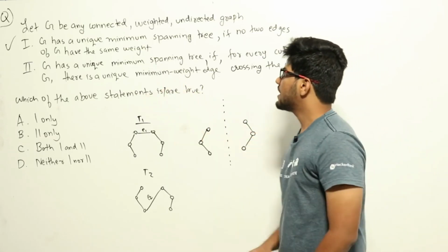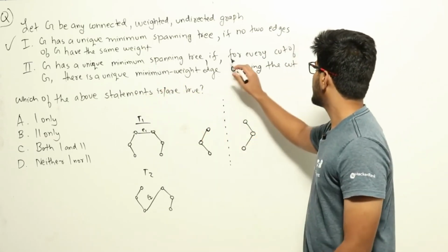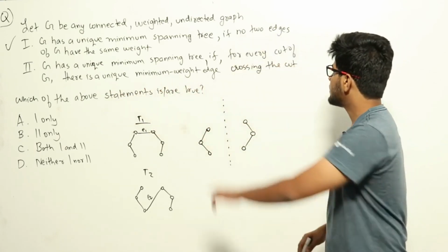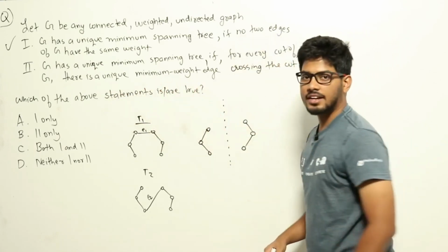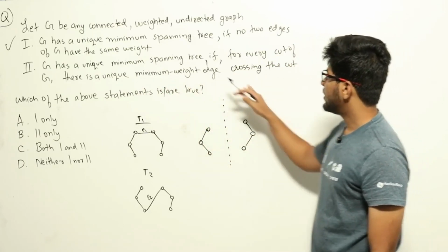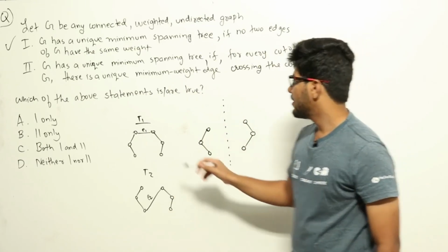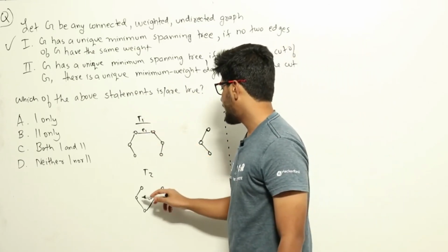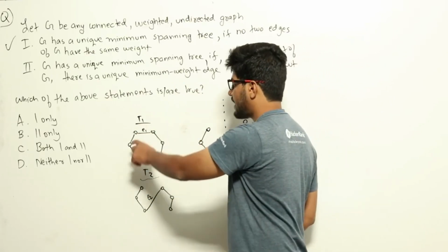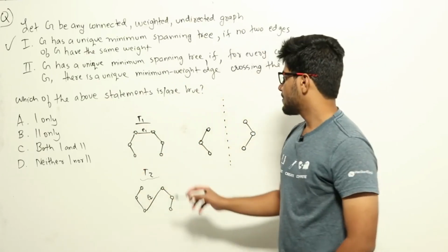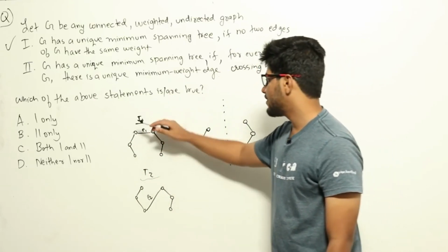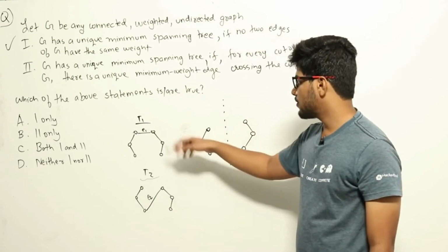Now G has a unique minimum spanning tree if for every cut of G there is a unique minimum weight edge crossing the cut. They are saying that for every cut we can take inside G there is a unique minimum weight edge crossing that cut. Now let us say this statement is false and we have two minimum spanning trees given as T1 and T2 here. Let us say this edge E1 belongs to T1 and doesn't belong to T2. Imagine if T1 and T2 are not equal, there should be at least one edge which is there in T1 that is not there in T2. Only then these two will be different.